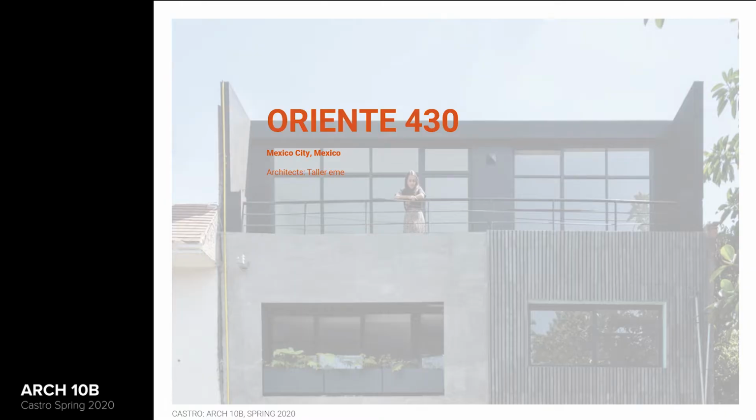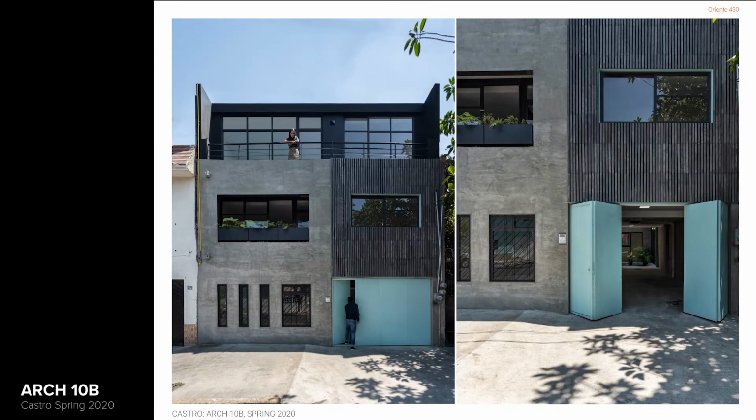Right, here's another one. Let's take a look at Oriente 430. This is a residence in Mexico City, Mexico, and it is done by Taller M. And this is a residential project, vertical, pretty straightforward, having the car access at the bottom there on the right. And I think there's a group that mentioned they wanted to do subterranean parking. This can maybe be a fruitful idea in terms of how you do manage the car in the overall micro community of the site.